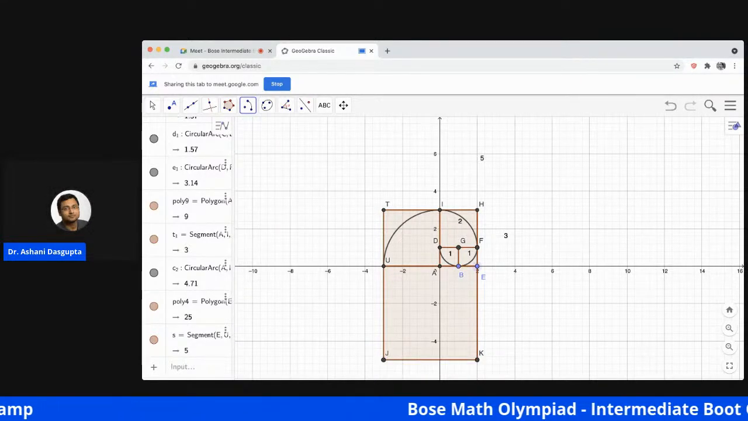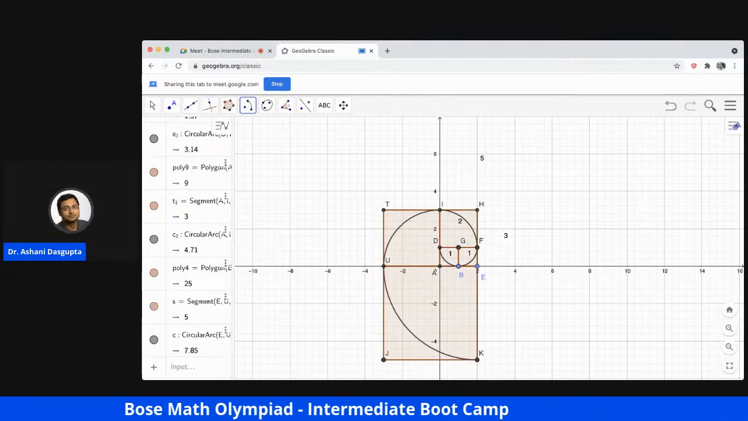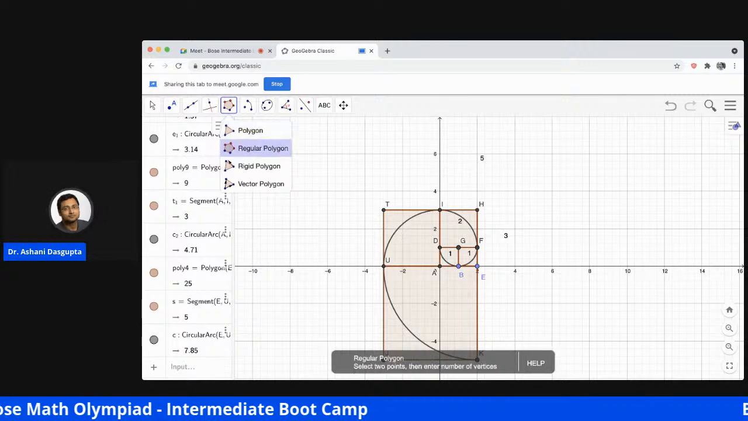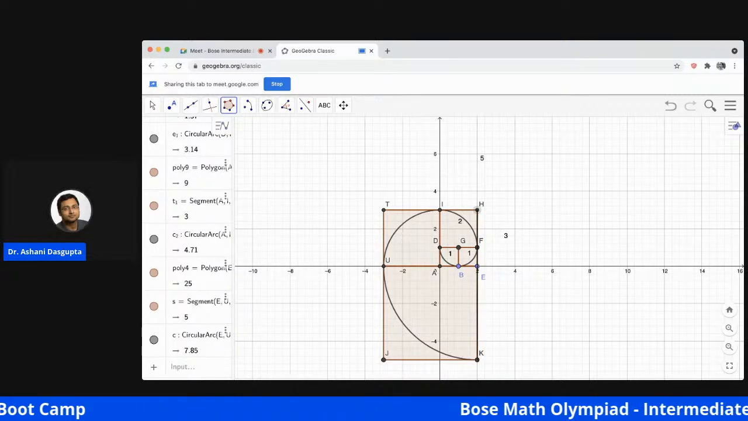So we have E, U to K. And then we can do this again. Can all of you see the spiral sort of coming to life? Should be able to see it.